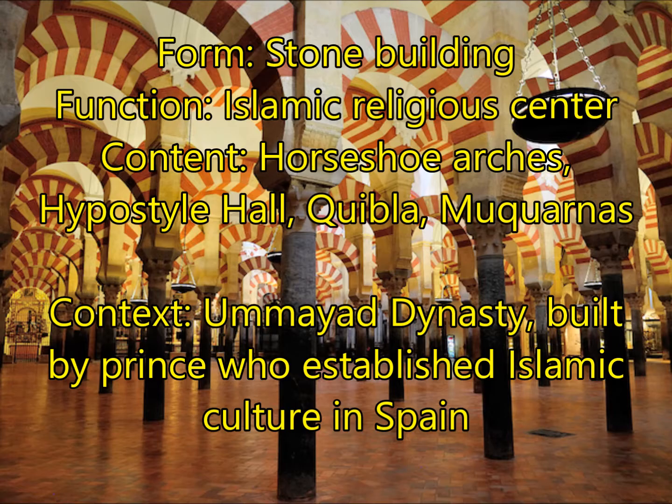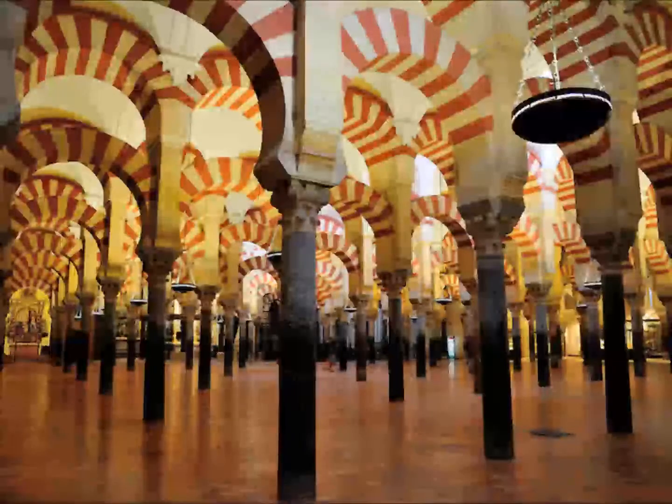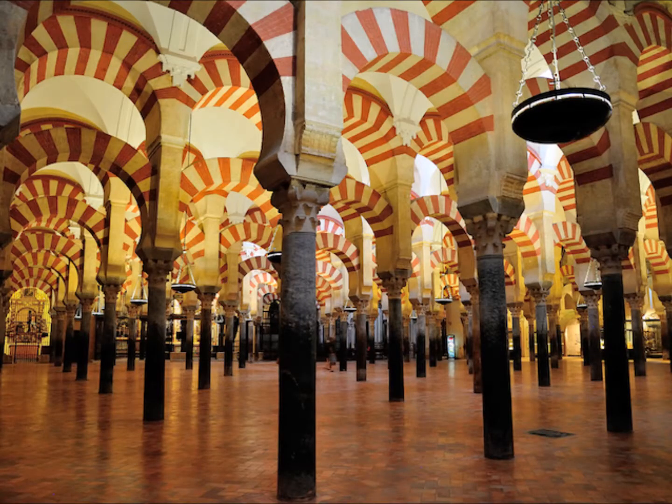This represents that in an Islamic way, the Muslim religion. For content, you need to know about the Hypostyle Hall, horseshoe arches, Qibla, Muqarnas, and other things that typically go with an Islamic mosque.